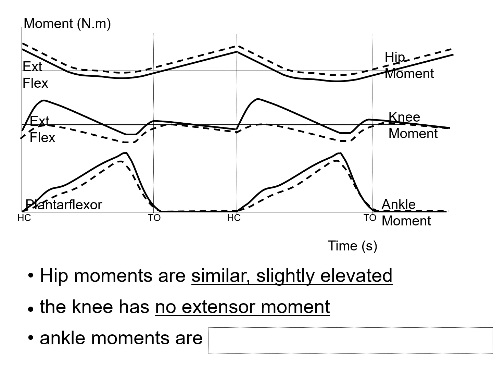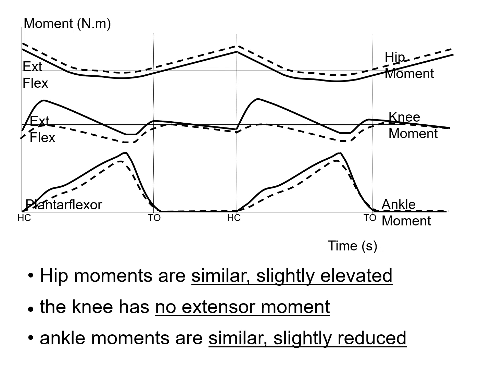So the knee injury could have been causing some pain during extension. They are going to limit the amount of extension they do because that's causing pain. And then we notice that the ankle moments are similar, maybe a little bit more slightly reduced as well.